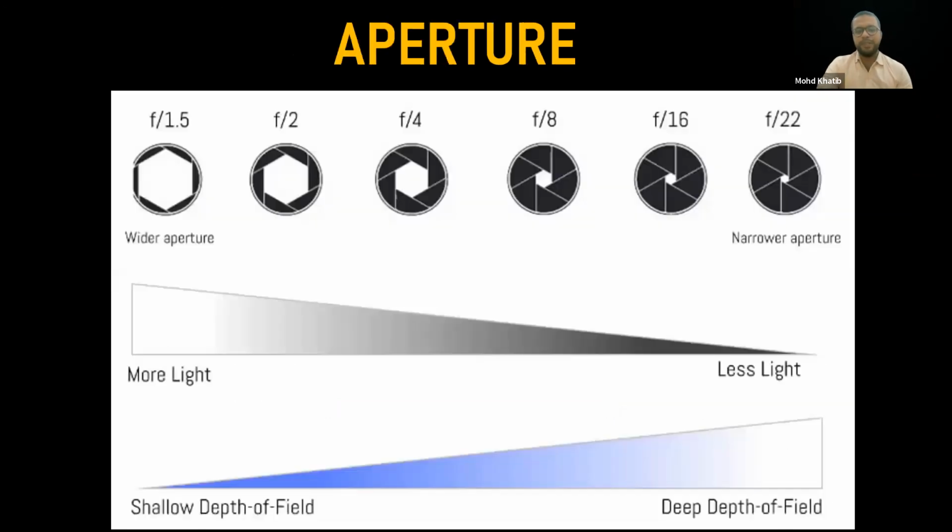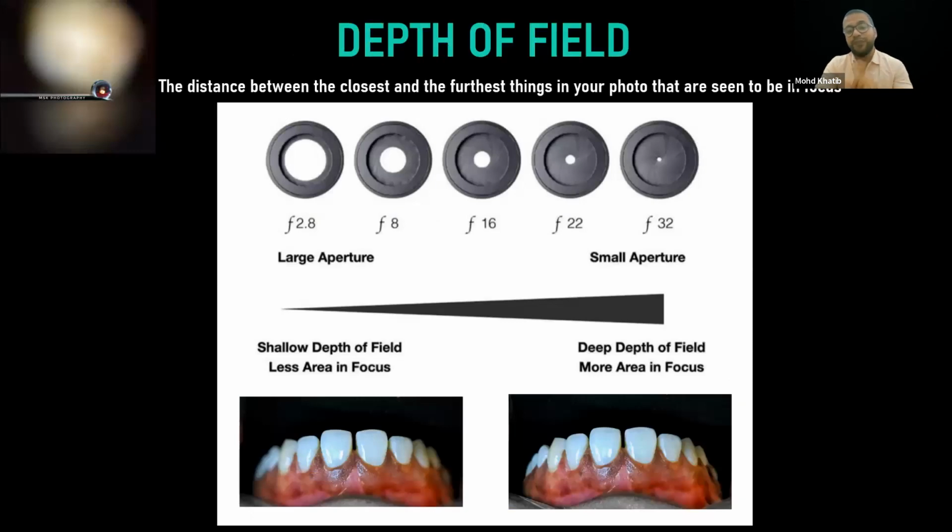Now next is aperture. Aperture is the opening of the lens. The bigger the opening, the more light will enter, and the lesser the opening, the less light will enter. So what will shutter speed do? Shutter speed controls the motion. What does aperture do? Aperture controls the depth of field. Please understand this. Shutter speed controls the motion and aperture controls the depth of field.